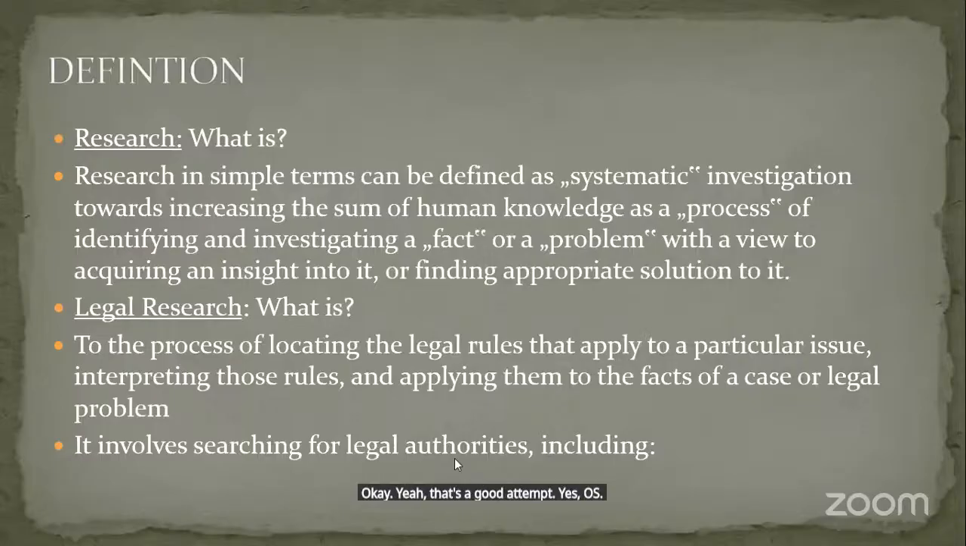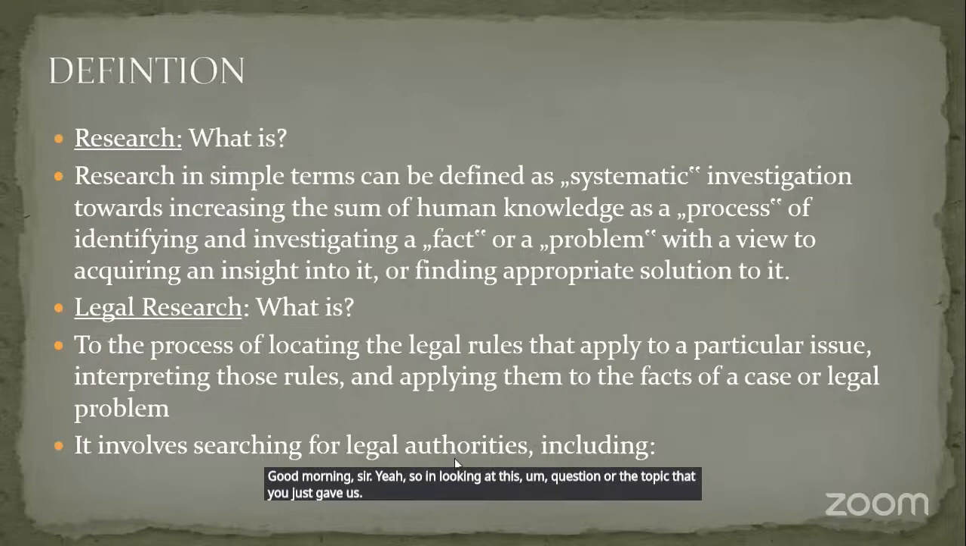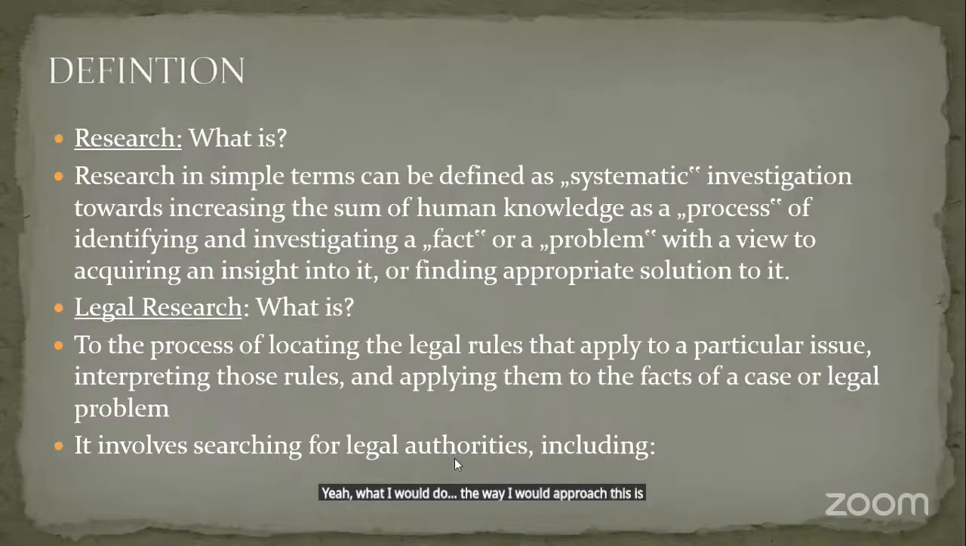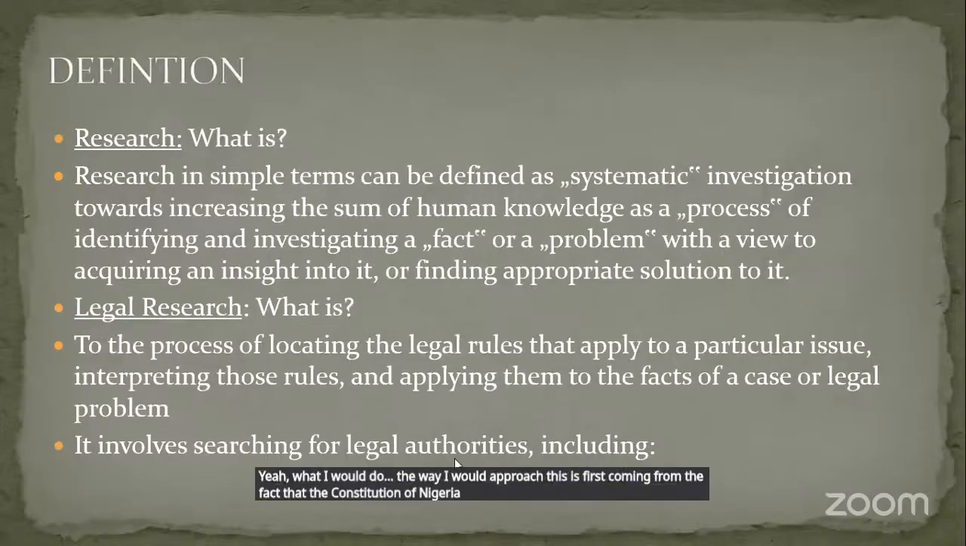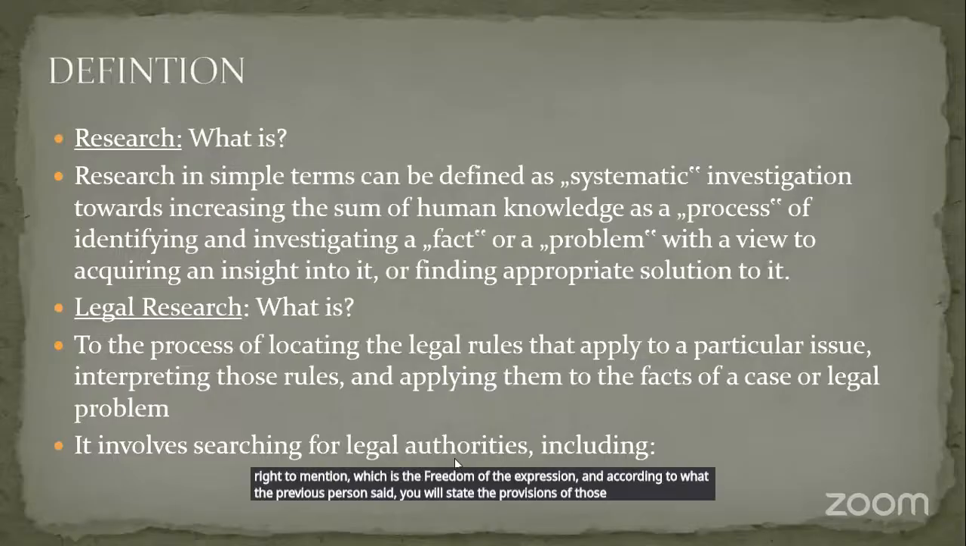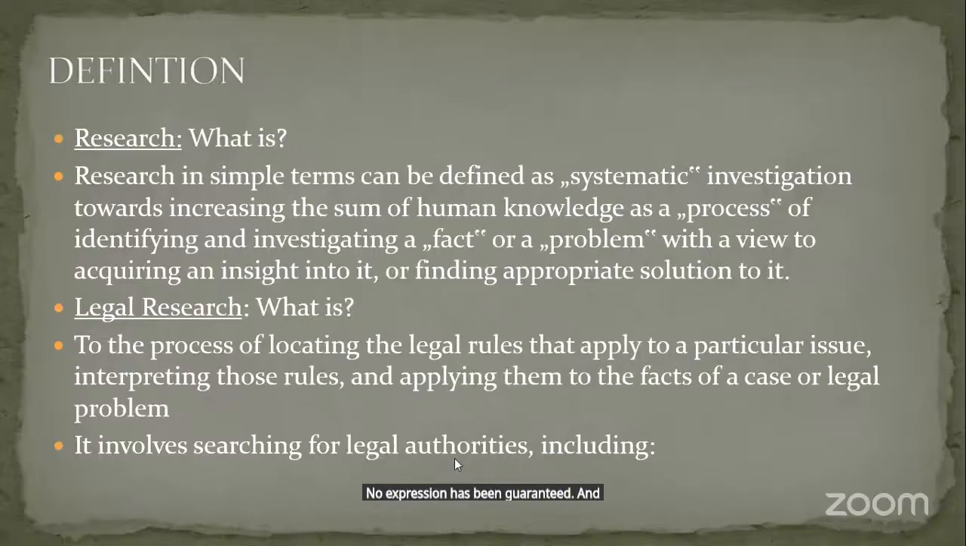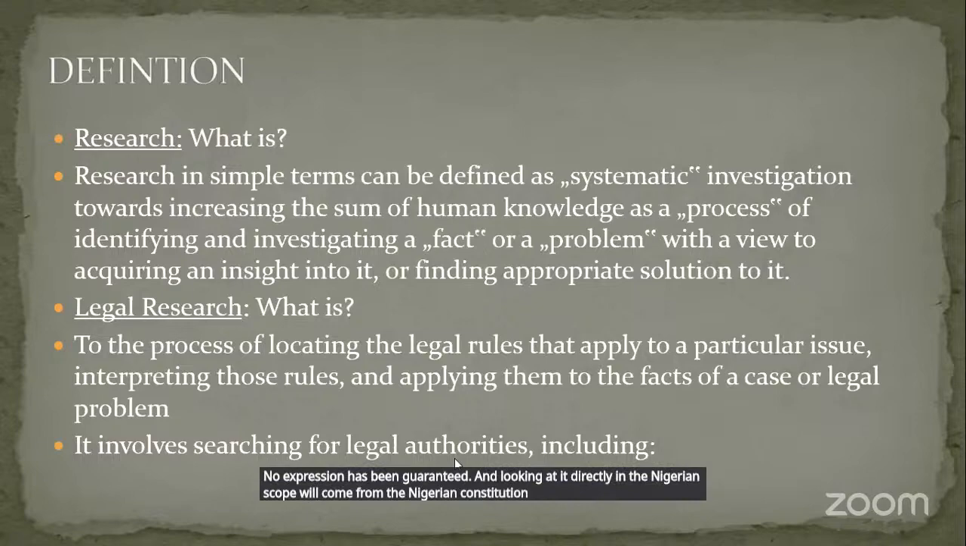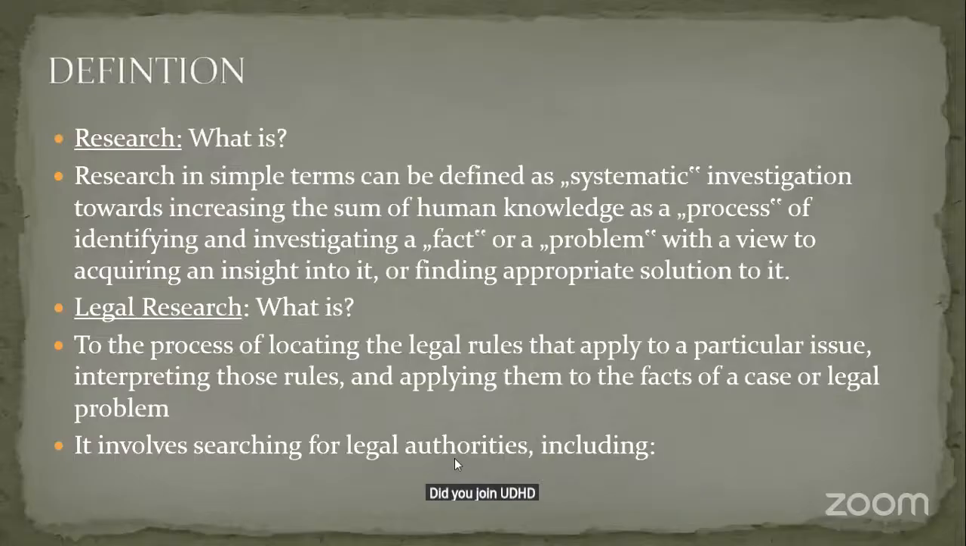Yes, who else? Good morning, sir. So in looking at this question or the topic that you just gave us, the way I would approach this is first coming from the fact that the Constitution of Nigeria, that is Chapter 4, provides for certain rights that we call the fundamental rights. Then moving directly to the specific right you mentioned, which is the freedom of expression. According to what the previous person said, you will state the provisions of those rights. Where can we see that freedom of expression has been guaranteed? And looking at it directly in the Nigerian scope will come from the Nigerian Constitution and the direct provision in Chapter 4. Then we can also look at other treaties, as he has said, the UN, UDHR, the African Charter of Human and People's Rights.